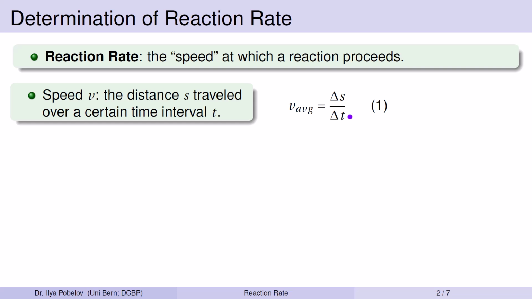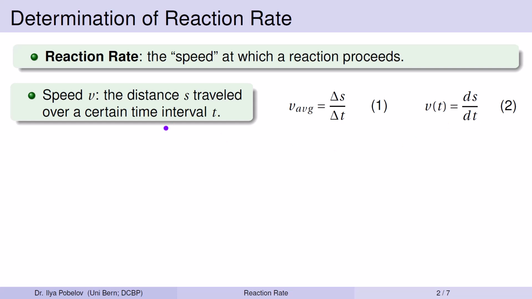For example, if you drive from Bern to Basel covering approximately 100 km in an hour, you have traveled at an average speed of 100 km per hour. To determine the instantaneous speed at a given moment, we must take the derivative of distance with respect to time, ds over dt, at that specific point in time.